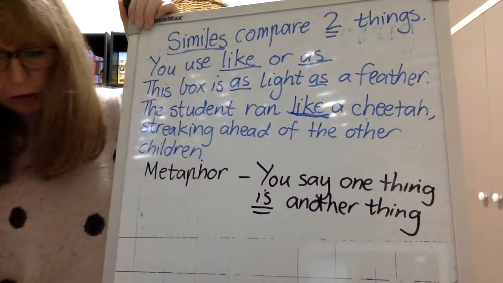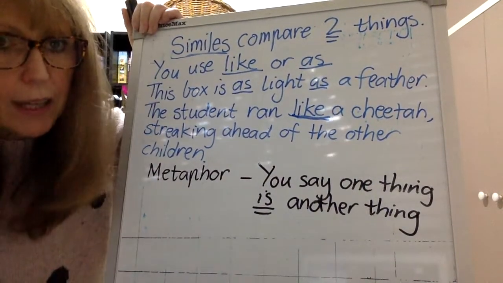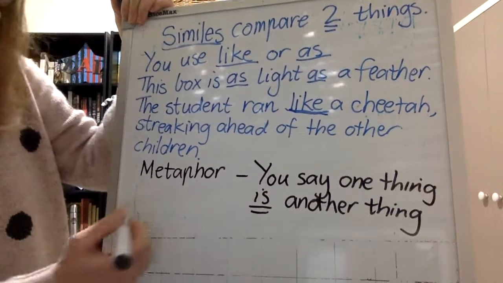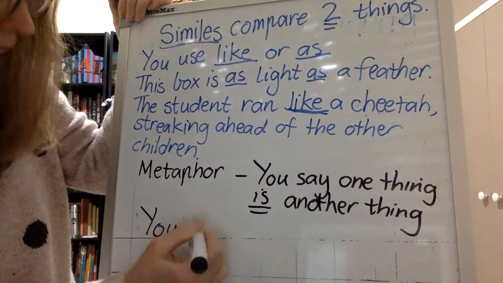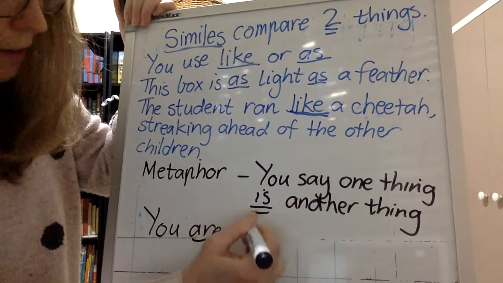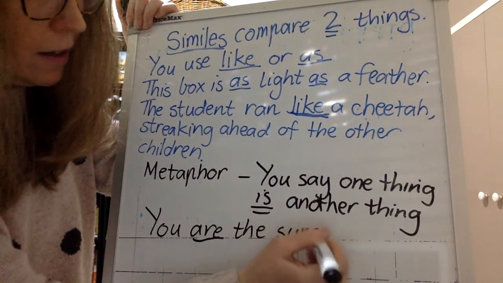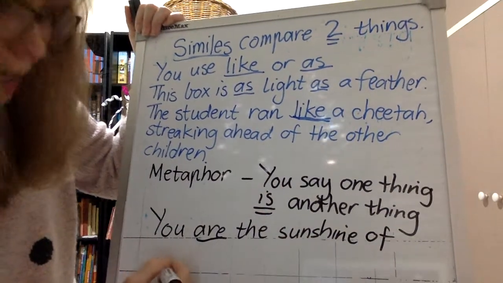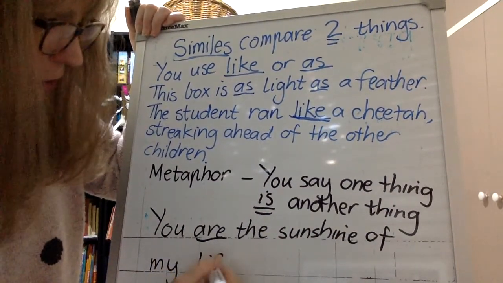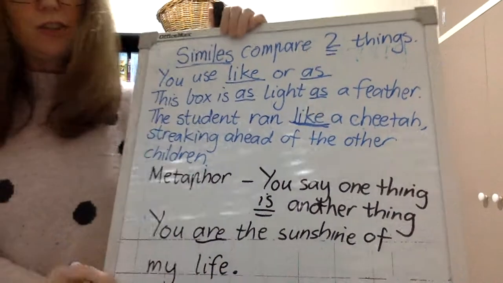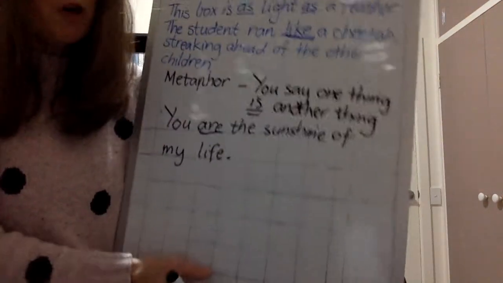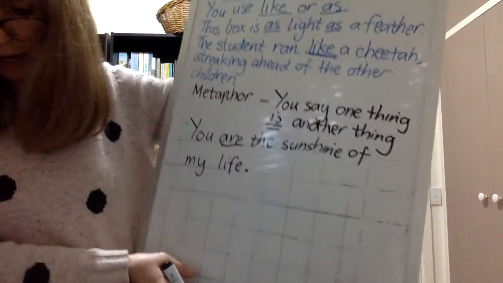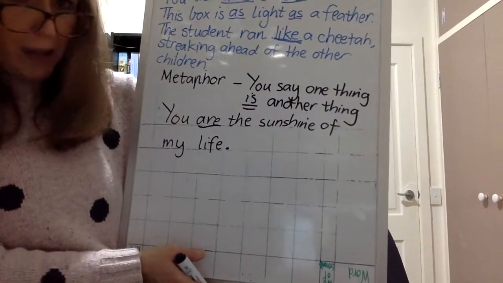So I've got a really good one here, and this is actually from a really beautiful song. In fact, it could even be the title. You are the sunshine of my life. So there you go. You are the sunshine of my life. You know, I'm not comparing it. I'm just saying you are it. And another one that is really good is you are the apple of my eye.